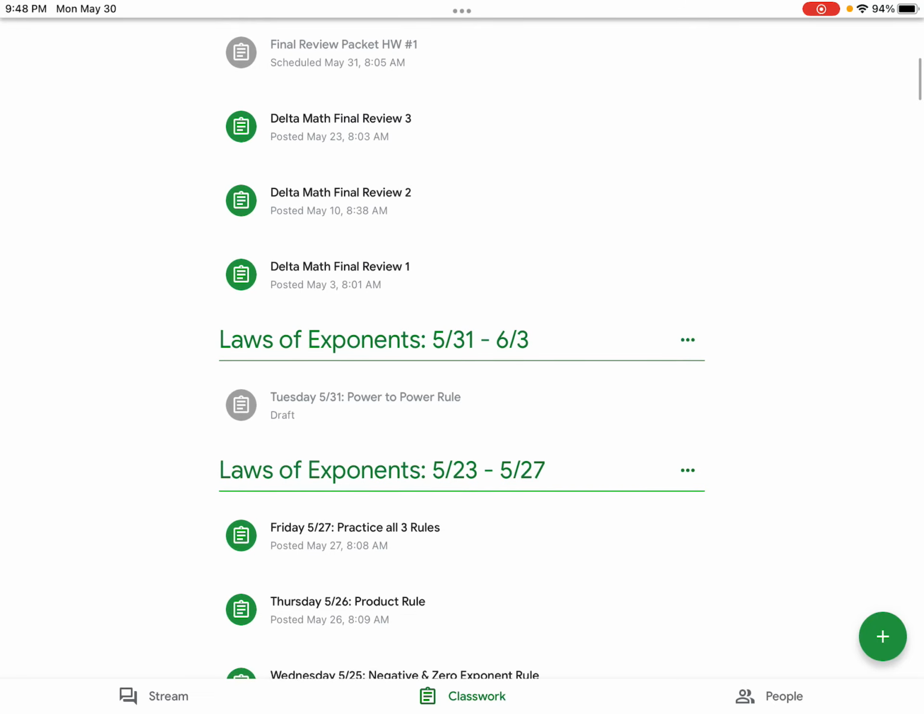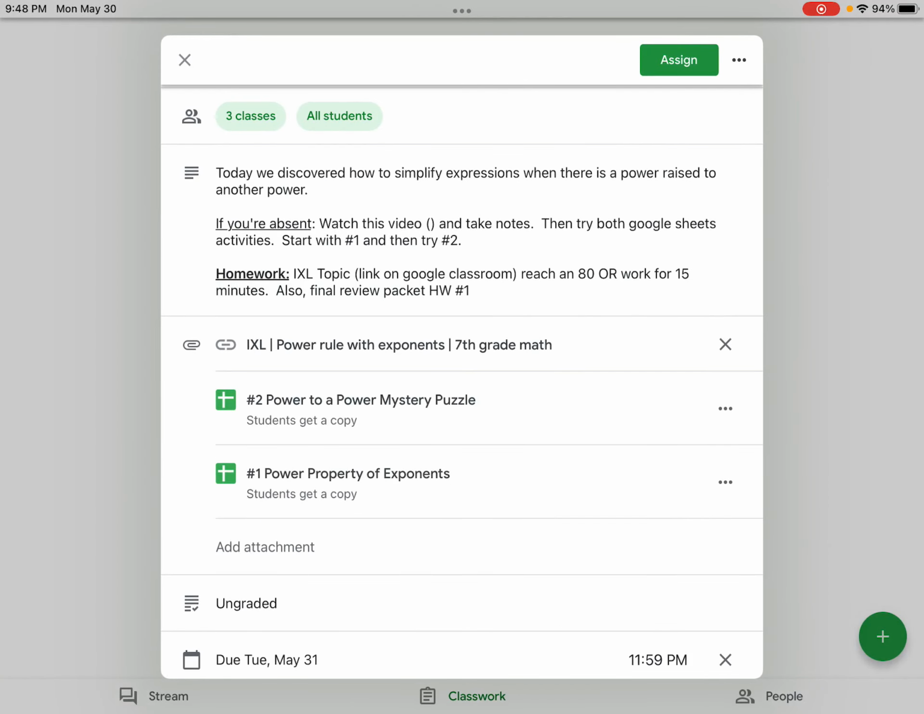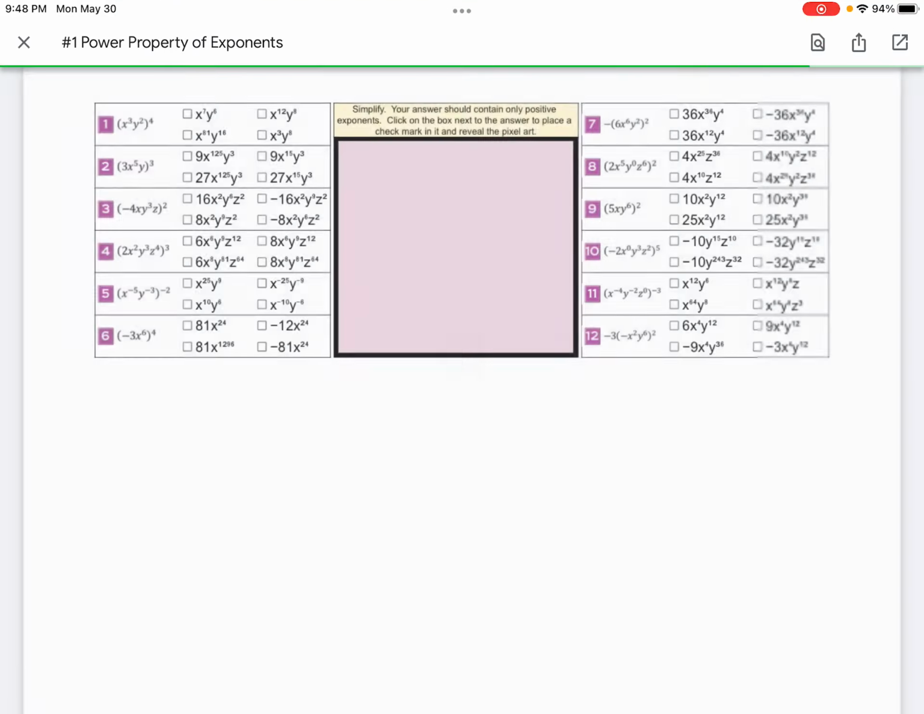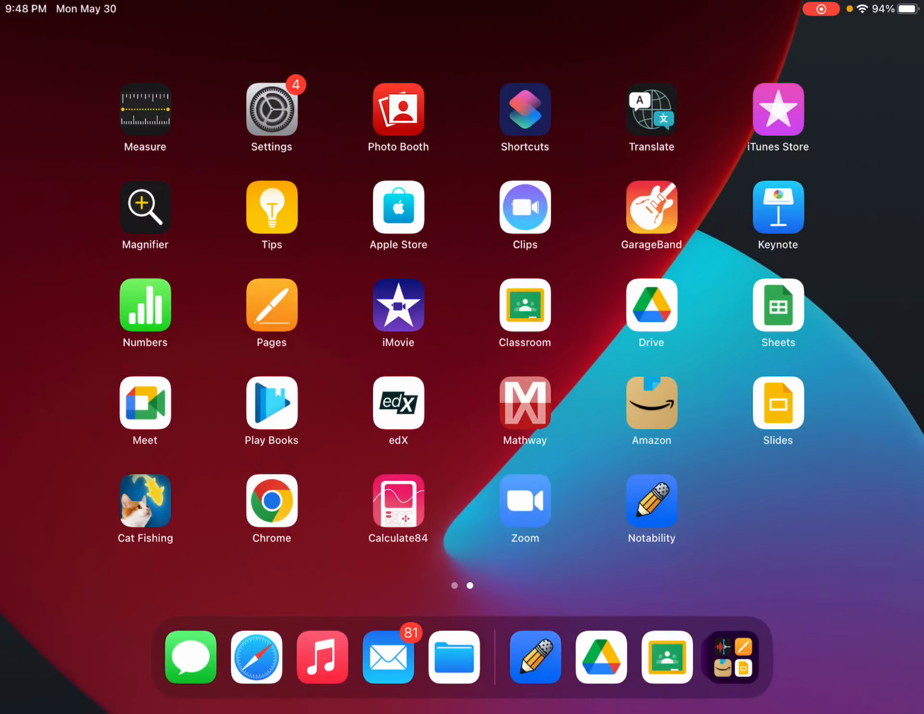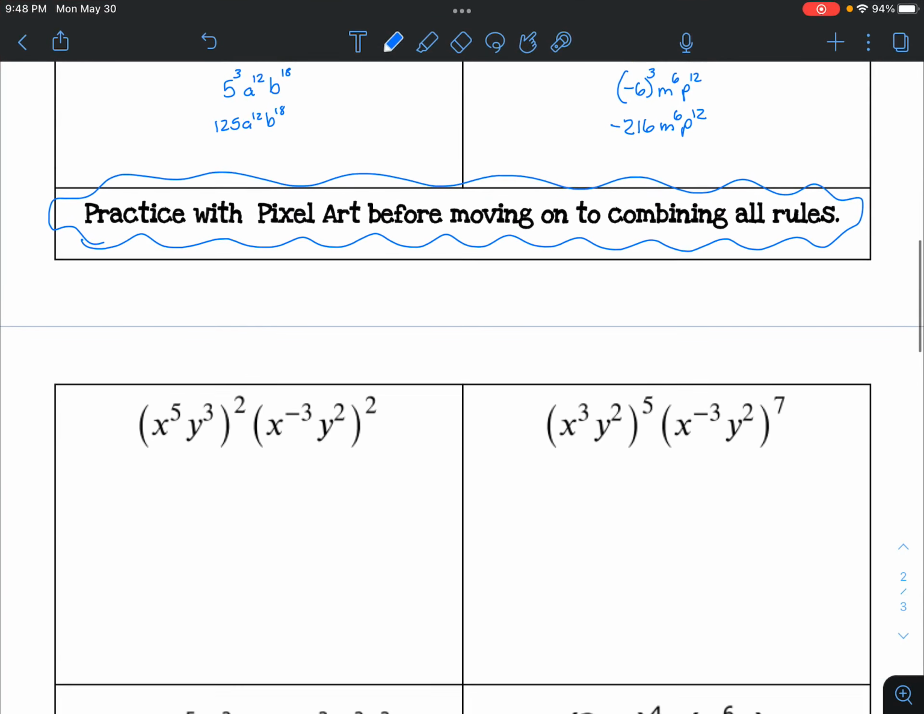Okay, here we go. If we open up Tuesday, you're going to see this number 1 power property of exponents. You're going to open it up and it looks like this. It's like one of those multiple choice things again. So for each one, you're going to select the correct answer. If it is correct, part of the picture will show up. If it is not, it won't. Please do not just click things until you get it right. Please try your best. This is how I'm going to know if you understand it. When you finish with this, come back to the video and we will finish the bottom half of this page.